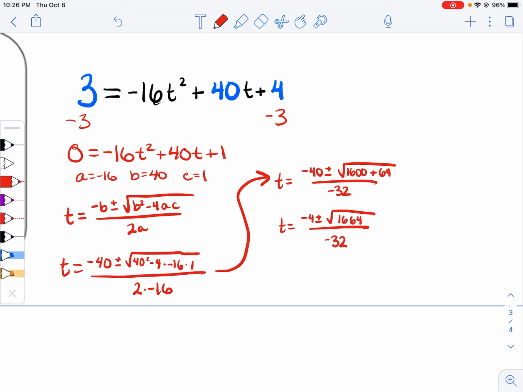Okay, so remember when you're working with the story problem, it's better to actually have a decimal answer. That's totally fine only for a story problem because, again, I have no sense of how many seconds that is written in this way, so it makes more sense to write it as a decimal. So if you just type this all into your calculator, what you're going to see is that you get t equal to, so you'd type in negative 40 plus the square root of 1664 over negative 32, and negative 40 minus the square root of 1664 over negative 32.